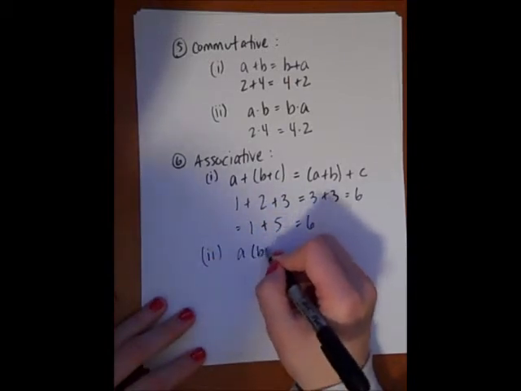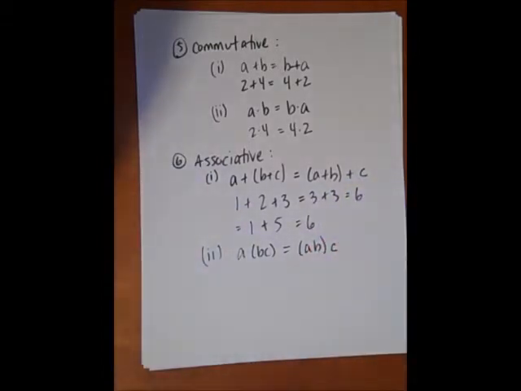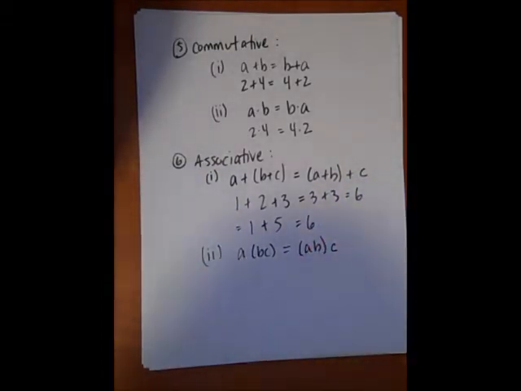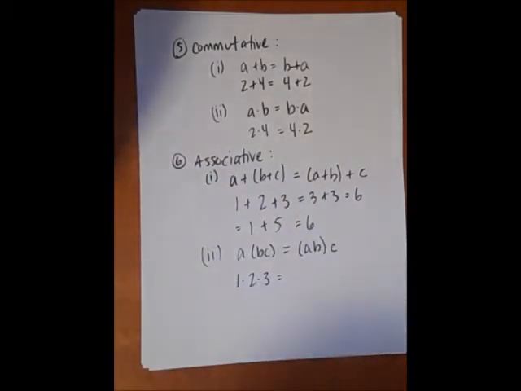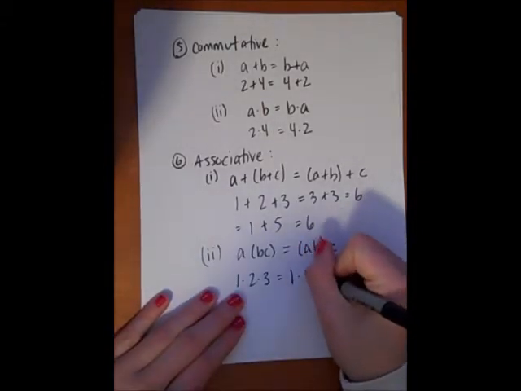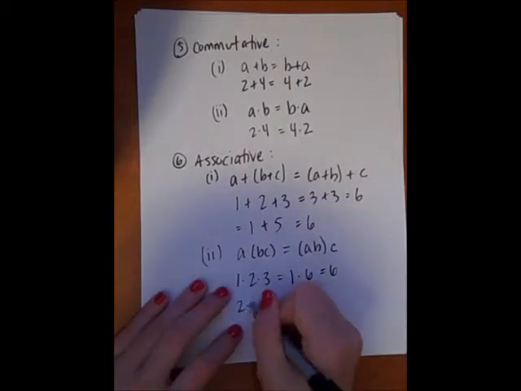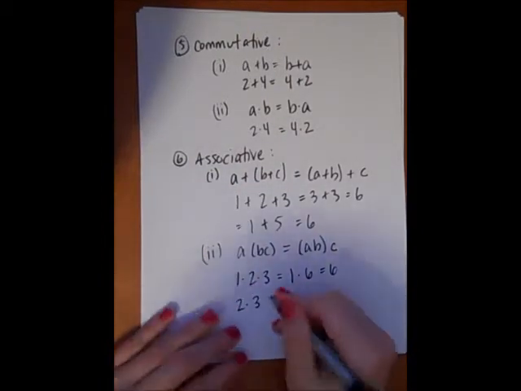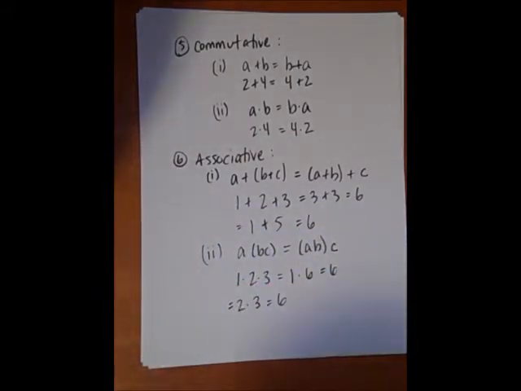Multiplication says that A times B times C is the same as A times B times C, grouped differently. Again, if I'm trying to multiply 1 times 2 times 3, I could either say this is 1 times 6, which is 6, or I could say this is 2 times 3, because of the 1 times 2, which is again 6. So associativity tells you that it doesn't matter the order in which you add or multiply.